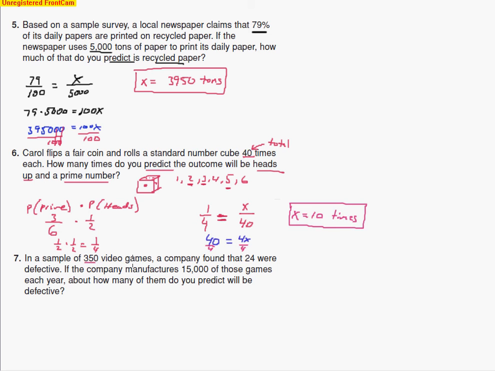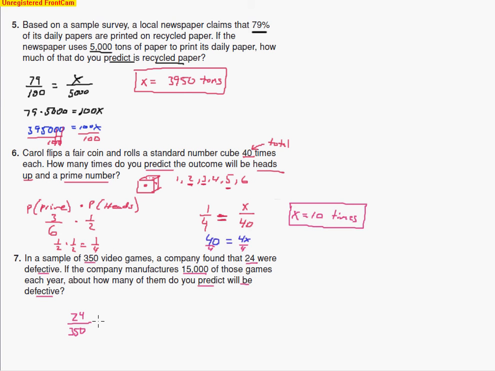Last problem talks about a sample of 350 video games. In a sample of this many video games, the company found 24 were defective. If the company manufactures 15,000 of those games each year, about how many do you predict will be defective? Okay, so defective, probability of defective ones. Well, our experimental probability here is 24 out of 350. It's experimental because out of a sample of 350, we found 24 were defective.